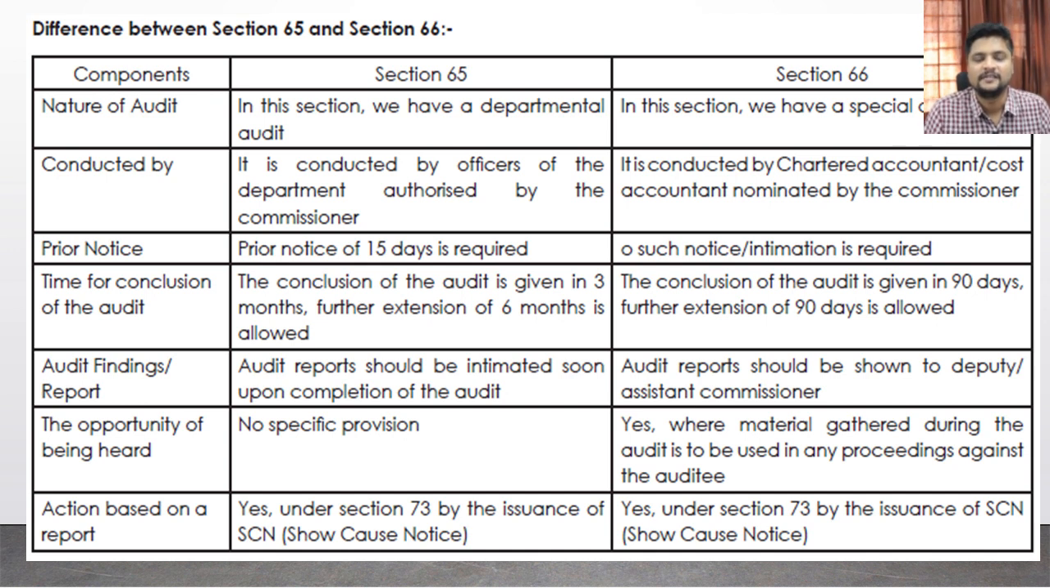Further extension of 6 months is allowed. Totally 9 months is the total time period along with extension. In the case of special audit, it is only 90 days, which can be further extended by a further period of 90 days. Totally 180 days is allowed.